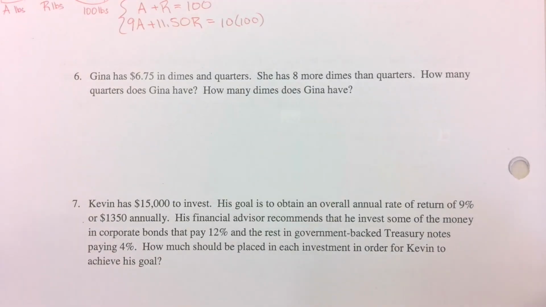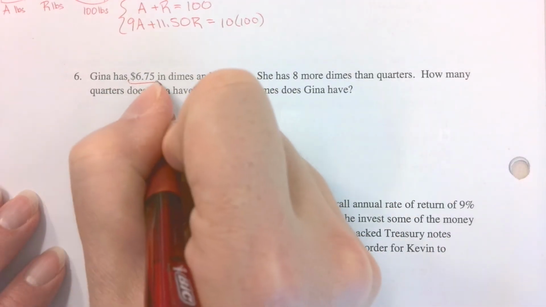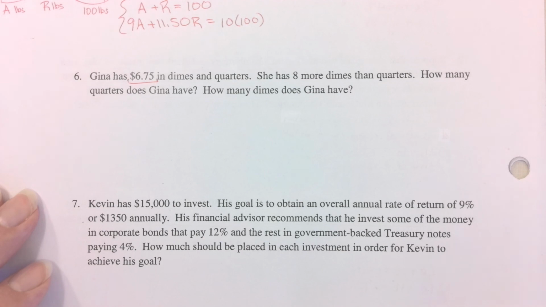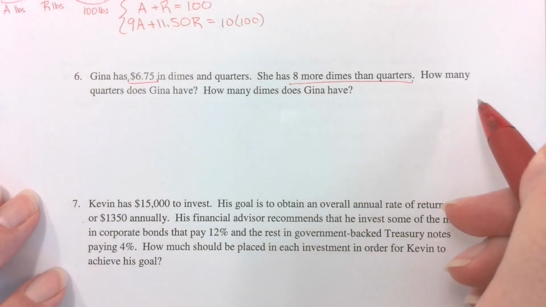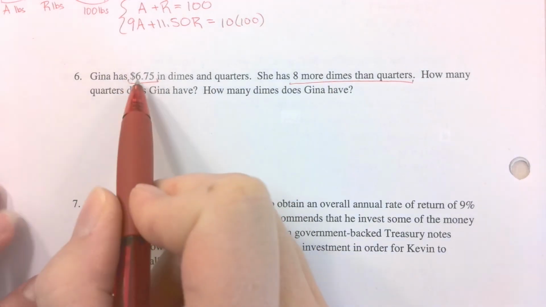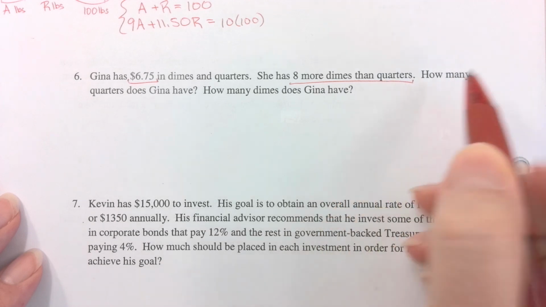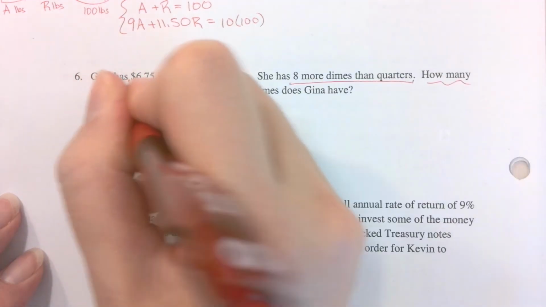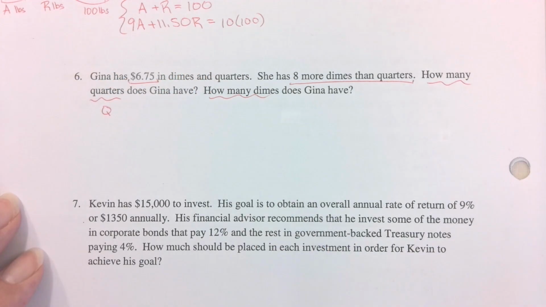We had a problem like this in the 3-1 worksheet. We went over it in a recording or in class. So we have someone that has $6.75. That is the person's total, okay? Here's one idea. She has 8 more dimes than quarters. So here's one equation coming from the total money. Here's your other equation from this expression written out. And it says right here, how many quarters does she have? How many dimes? So your choice, I'm going to let Q stand for quarters, but Q can't equal quarters.